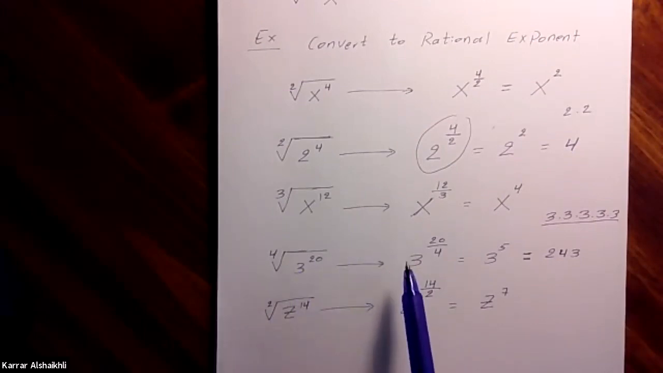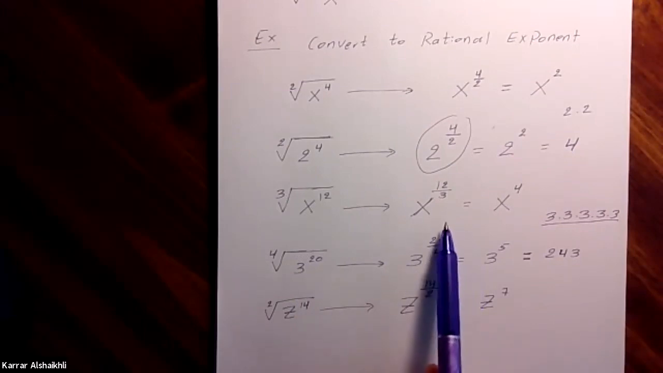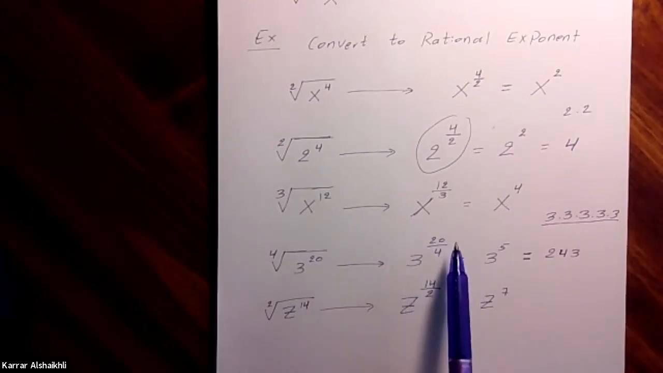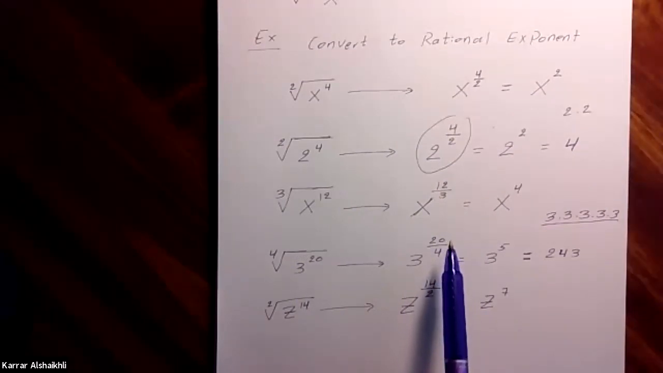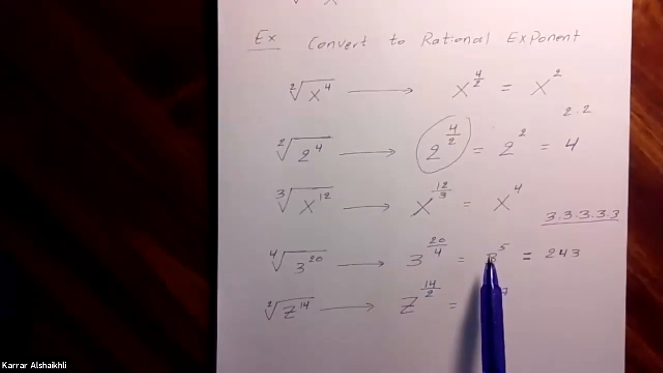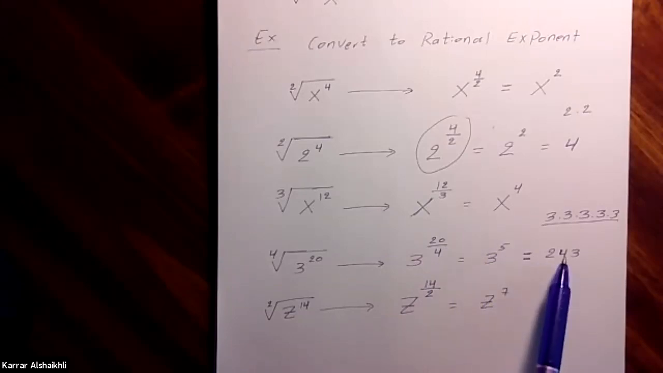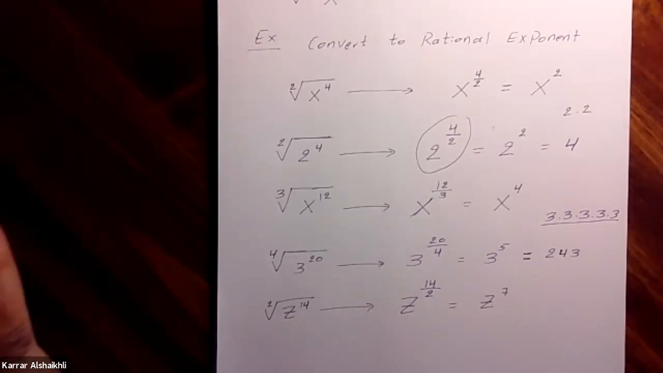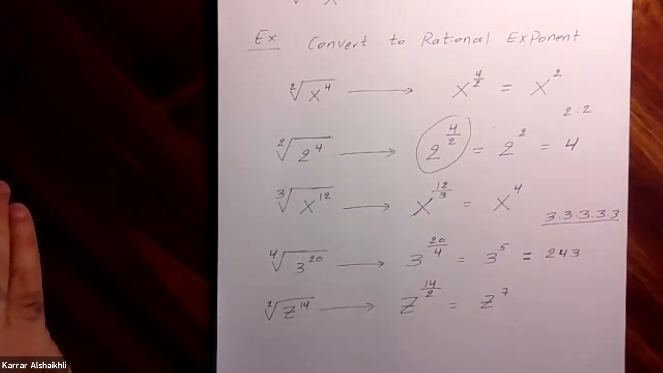If they ask you just to convert this one here, sometimes when you plug in this answer, it's not wrong, but they're going to ask you to simplify it. So you have to simplify it, like 3 to the power 5. You have to keep moving on to 243. Okay? So it depends on what they're going to ask you.